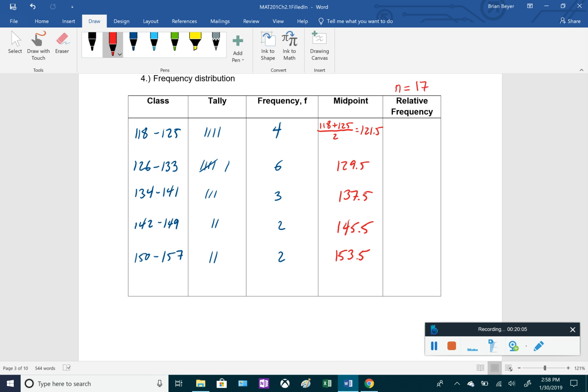So the relative frequency is going to be f over n. For the first class, it is 4 over 17. This is going to give us 0.24, which means 24% of the data entries fall within that interval. The next one's going to be 0.35 for 35%, 0.18, 0.12, and 0.12. So the largest relative frequency of 35% means that that is the class that has the most data entries in it.